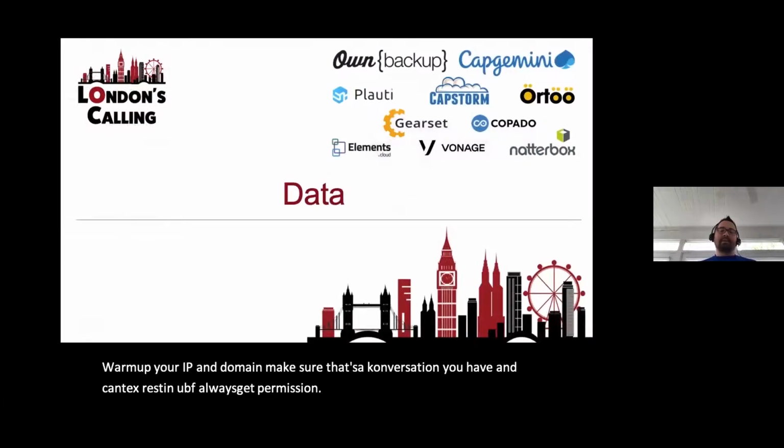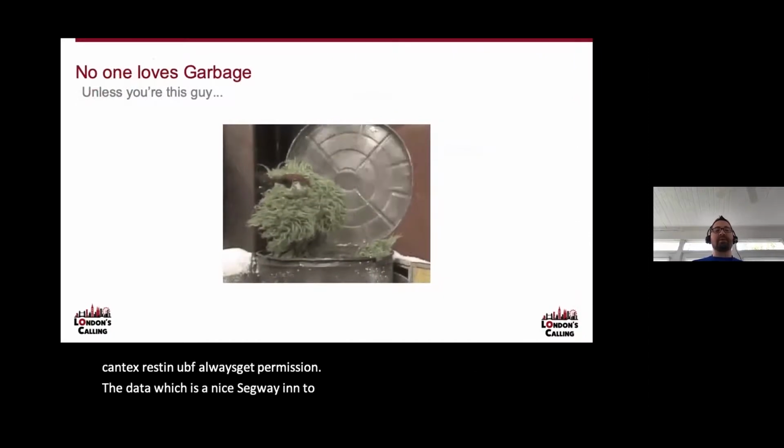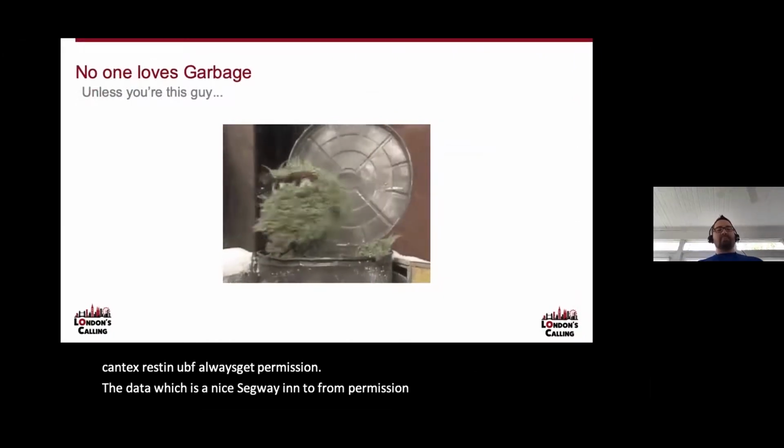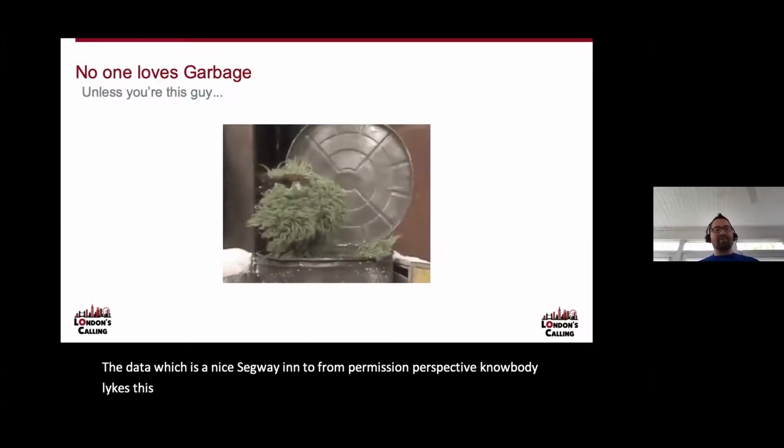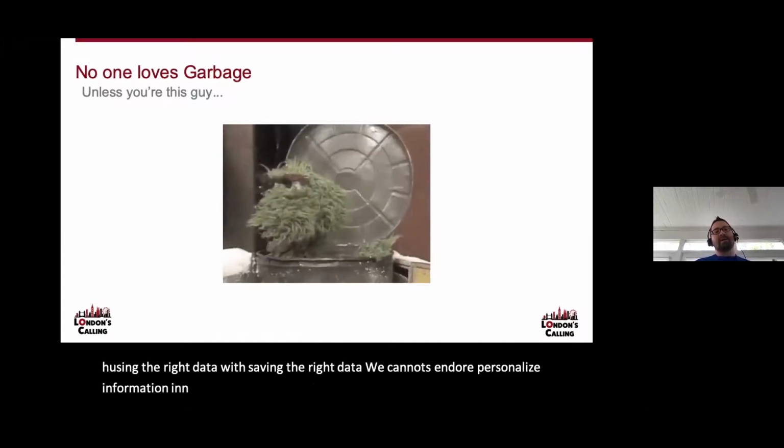The data, which is a nice segue from a permission perspective. Nobody likes this, right? Garbage in is garbage out. So you want to make sure we are using the right data and saving the right data. We cannot send or personalize information in Marketing Cloud unless we have line of sight, so we need that data to have residency within Marketing Cloud.